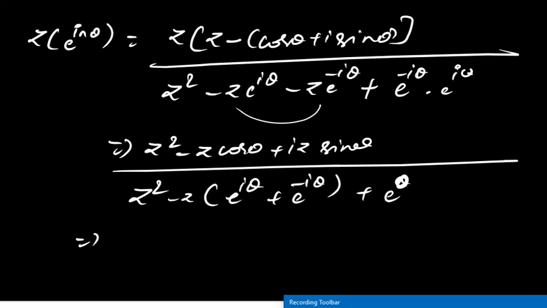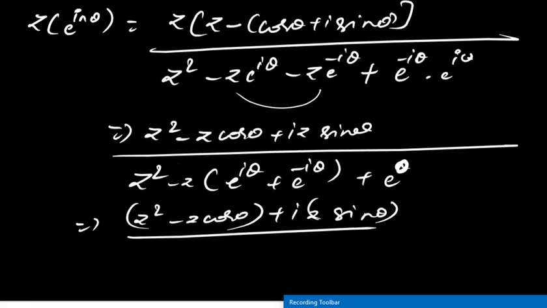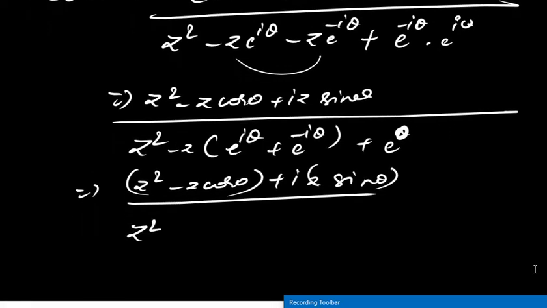Okay. So we have, I am grouping the real and imaginary now. So it is z square minus z cos theta. This is real part plus iz sin theta is the imaginary part, whole divided by what is left out? z square minus 2z cos theta plus 1, because e power i theta plus e power minus i theta by 2 is cos theta. Since the 2 is not there, we can rewrite it as 2 cos theta. e power 0 is 1.